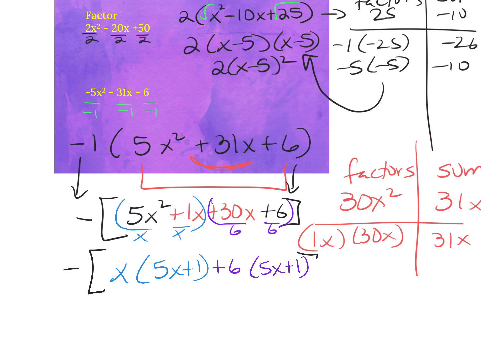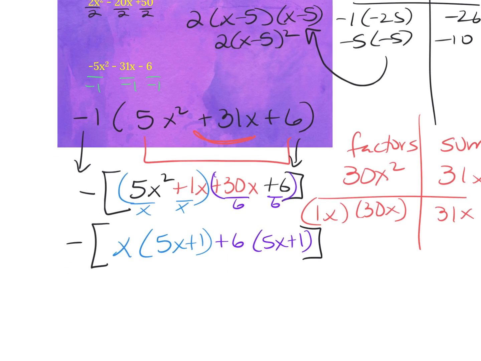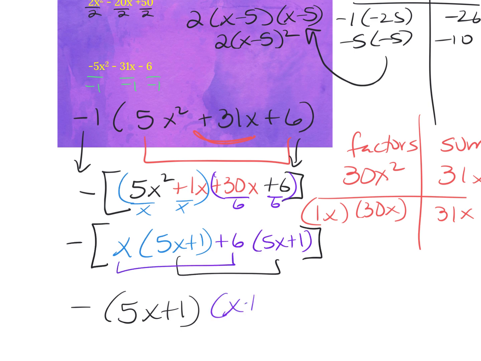And now, what's in common? The 5x plus 1 is the first binomial with that negative sign in front, and then group the two GCFs. And you're done. Again, you can always multiply this back. If it doesn't go back to the original problem, you've done something wrong.